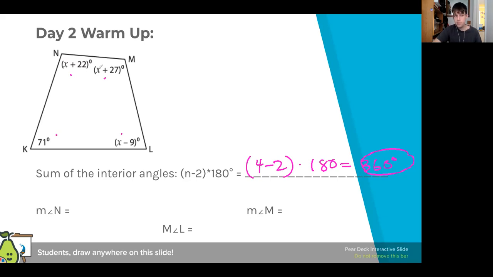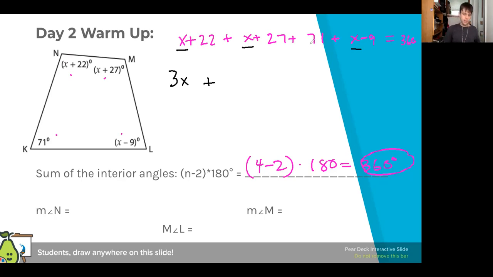That makes this a pretty simple problem to solve for x. We just want to add up all of these interior angles, all 4 of them. And they will equal 360. So kind of a long equation, but not very difficult to solve. From here, we want to combine like terms. So we end up with 3x plus 22 plus 27 plus 71 minus 9. So those add up to 111 equals 360.